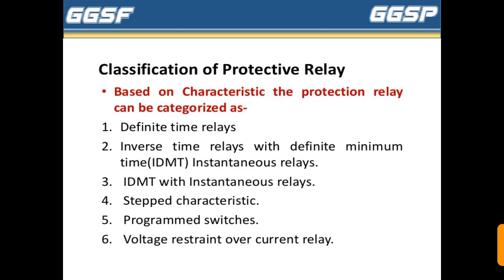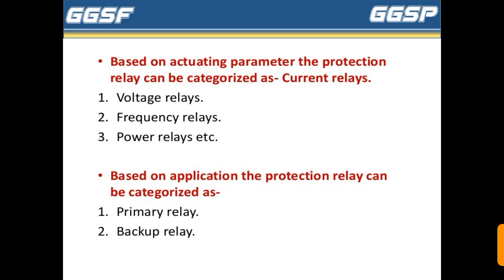There are classifications of protective relay. Based on characteristics, the protective relay can be categorized as definite time relay, inverse time relay with definite minimum time, IDMT with instantaneous relays, step characteristic, programme switches, voltage restraint over current relay. Second classification is based on actuating parameter. The protective relay can be categorized as current relays, voltage relays, frequency relays and power relays, etc. Third classification is based on application. The protective relay can be categorized as primary relay and backup relay.